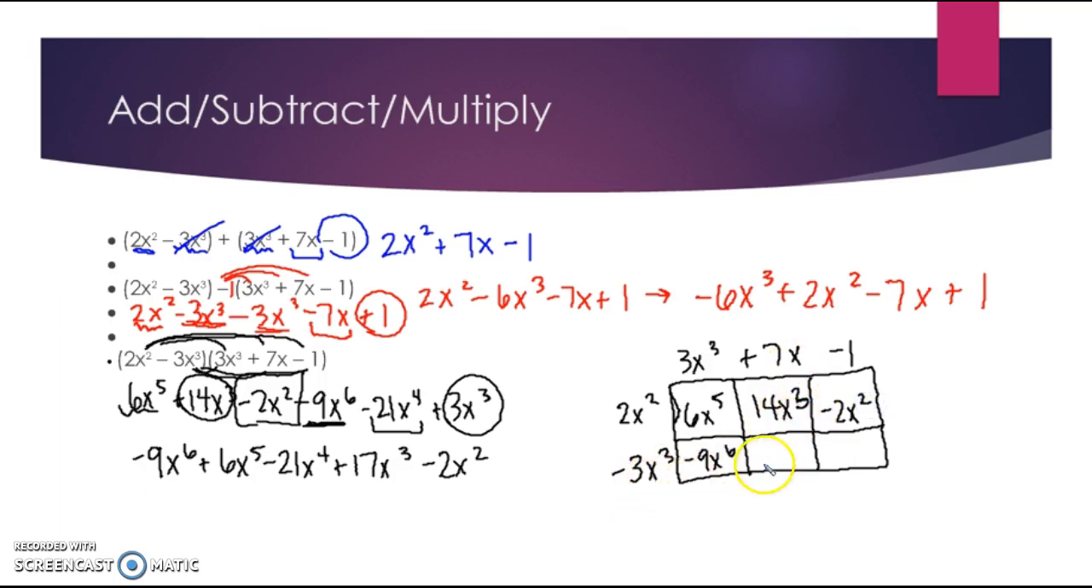Negative 3x cubed times 7x is negative 21x to the 4th. And then negative 3x cubed times negative 1 is positive 3x cubed. If you have any like terms, if you only have one set here, they're going to be diagonal. So in this case, they're here. And then I'm going to bring everything out in standard form and get the answer we just had with the FOIL method.